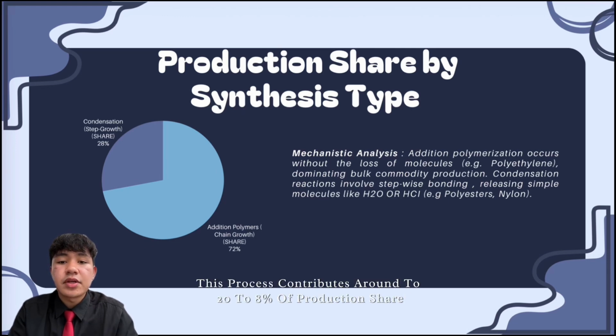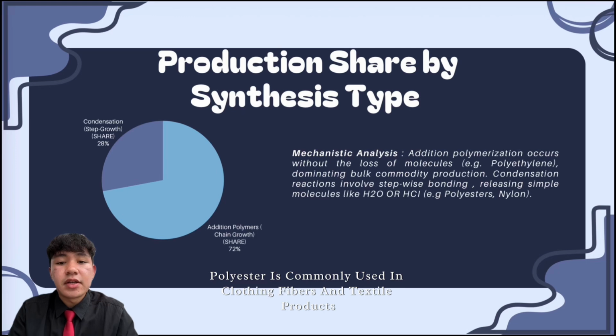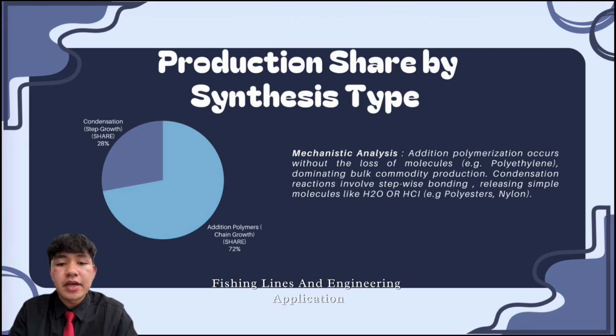This process contributes around 22% of production share. For example, polyester is commonly used in clothing fibers and textile products, while nylon is used in ropes, fishing lines, and engineering applications. Therefore, although both methods produce polymers, they involve different reaction mechanisms and byproducts, resulting in different material properties and uses.